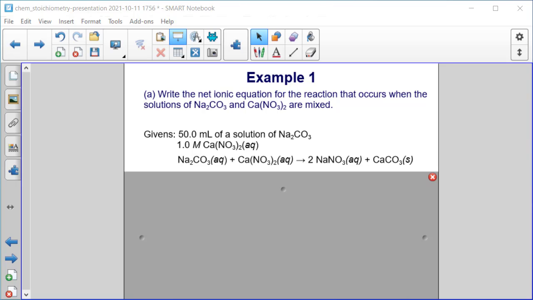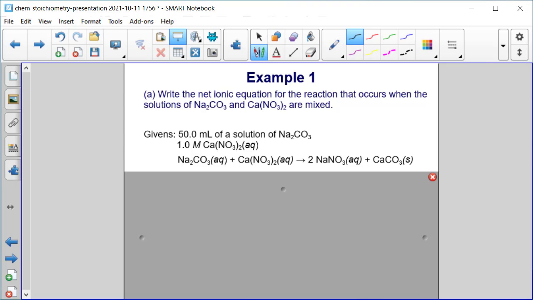Okay, in part A, we're asked to write the net ionic equation for the reaction that occurs when the solutions of sodium carbonate and calcium nitrate are mixed. So we can see from this list of givens on the left-hand side of our reaction, we have 2 aqueous solutions, but one of our products is a solid precipitate. And so we want to write the overall ionic equation for the formation of that solid precipitate.